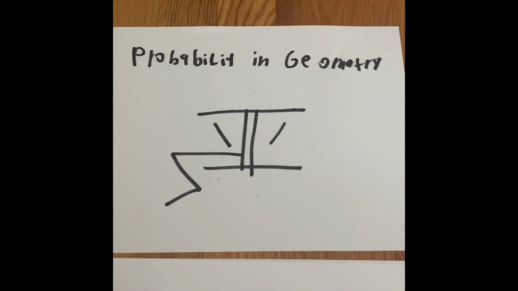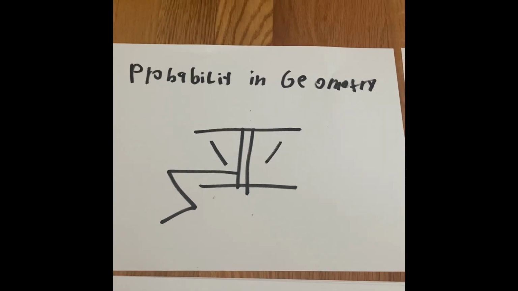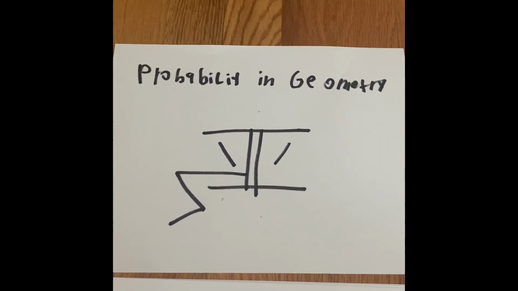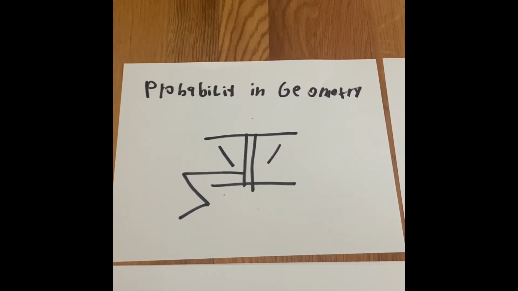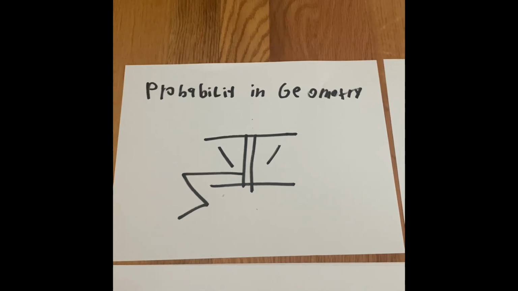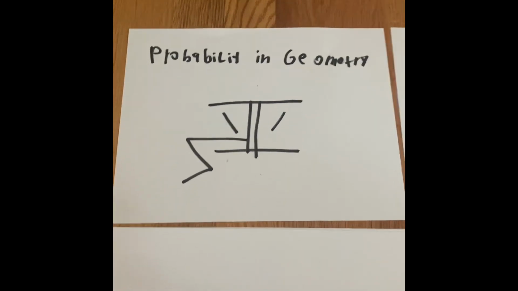Hey, today we are going to take a look at probability in geometry. We have been learning about probability in the past, before the geometry unit even started. And what we found out is probability is basically calculating what is going to happen if this happens, or if there are this many outcomes, what would probably happen.